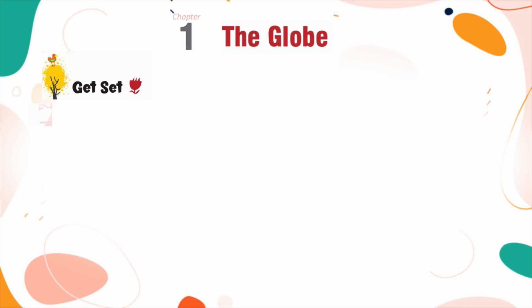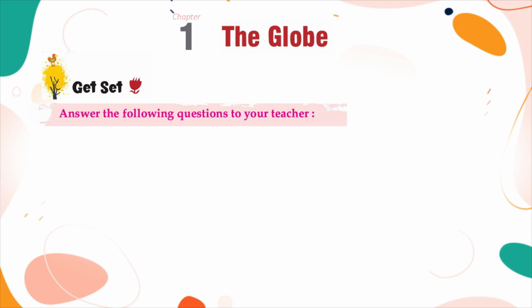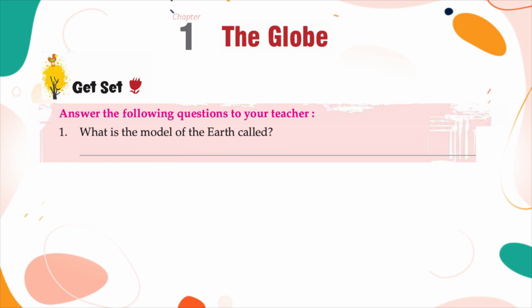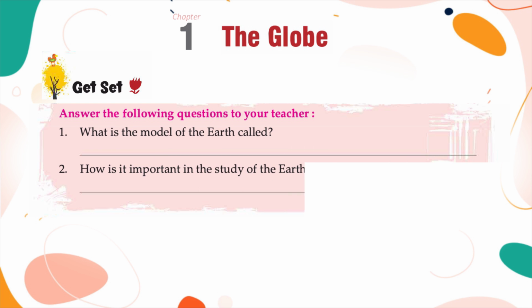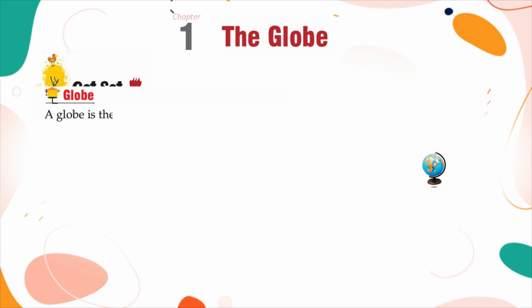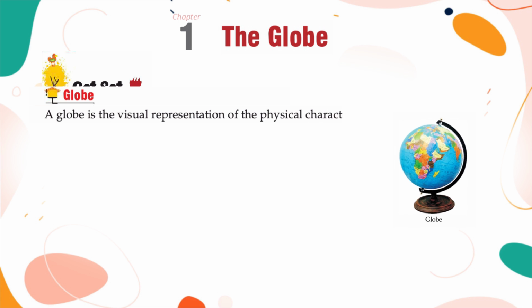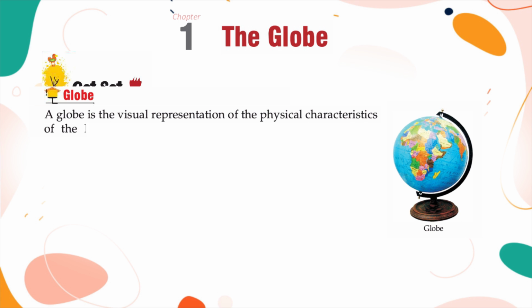Get set. Answer the following questions to your teacher. What is the model of the Earth called? How is it important in the study of the Earth? Globe. Globe is the visual representation of the physical characteristics of the Earth.